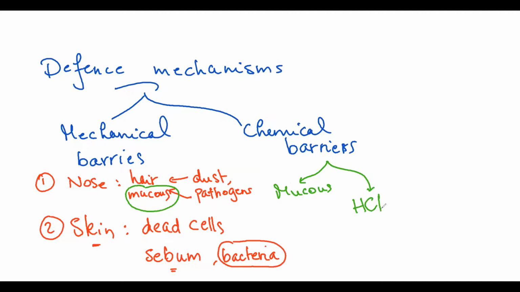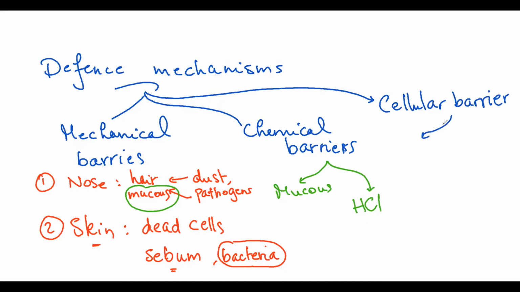Now again, if the bacteria or the pathogens escape these, they are met with the last defense mechanism, which is the cellular barrier. And I just explained them. Cellular barrier means the white blood cells. So if the pathogens manage to get through all these defenses, they are destroyed by the white blood cells, by phagocytosis, and of course by production of antibodies.